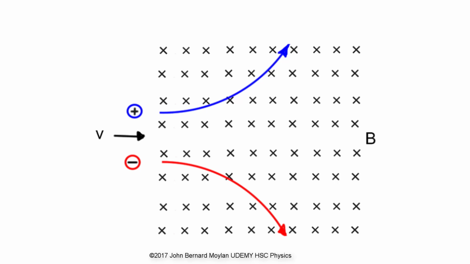A moving charged particle will experience a force in a magnetic field as well as in an electric field, due to the interaction of the magnetic field generated by the movement of the particle and the external magnetic field. For oppositely charged particles, the force will be in opposite directions.